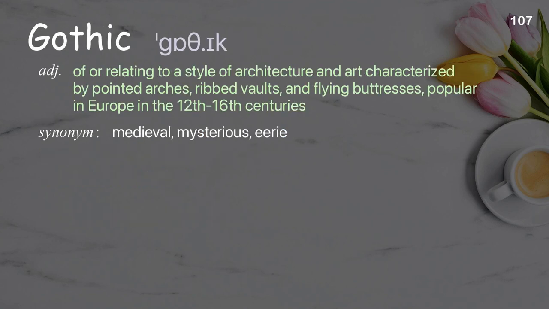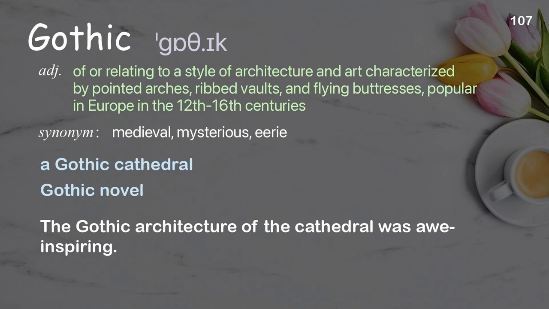Gothic. Of or relating to a style of architecture and art characterized by pointed arches, ribbed vaults, and flying buttresses, popular in Europe in the 12th to 16th centuries. Examples. A Gothic cathedral. Gothic novel. The Gothic architecture of the cathedral was awe-inspiring.